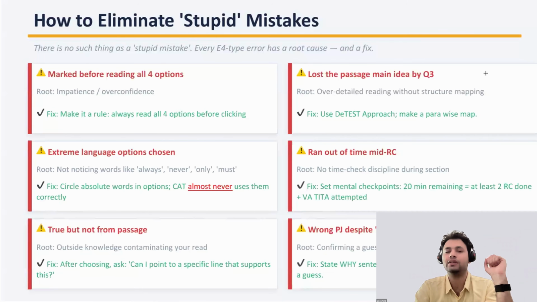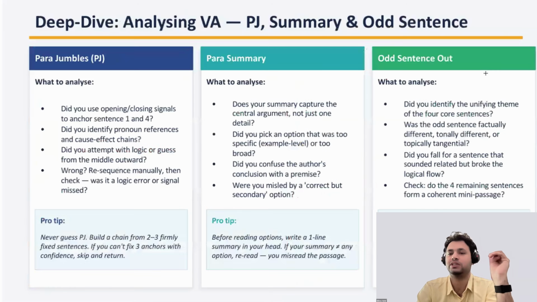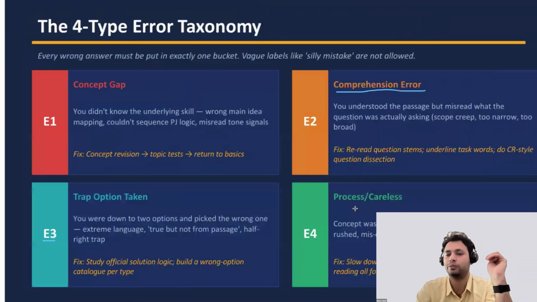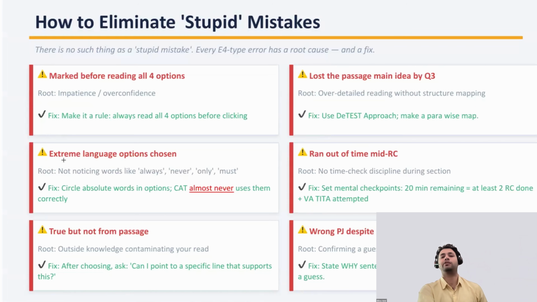Okay. And then you also need to create that tracker. You do not want to make these stupid mistakes. This is basically an extension of the E4 process carelessness part, but these are the common stupid mistakes that we talk about, right? So you did not even read all the 4 options. Always read the 4 options. You picked an option which was extreme in language. We normally eliminate extreme options. Of course, there are exceptions where extreme language options are correct as well, but normally I would say in 95% of the cases that's not the case.